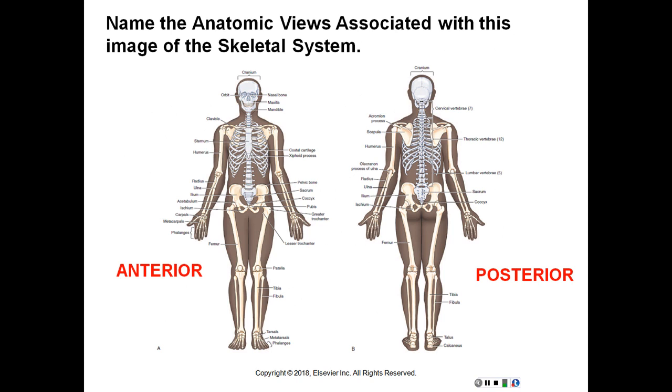So here is the anatomic views. The first one is the anterior view, and then the second picture on the right is of the posterior view, or from the back. So let's look at the bones. First, we're looking at bone structure.